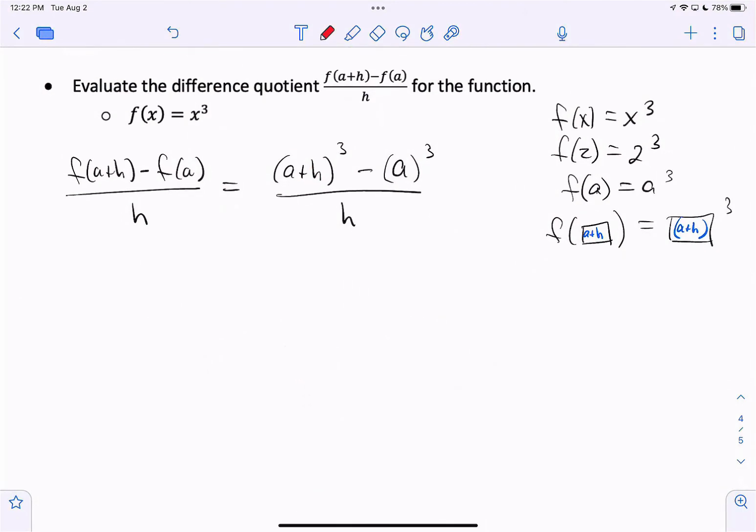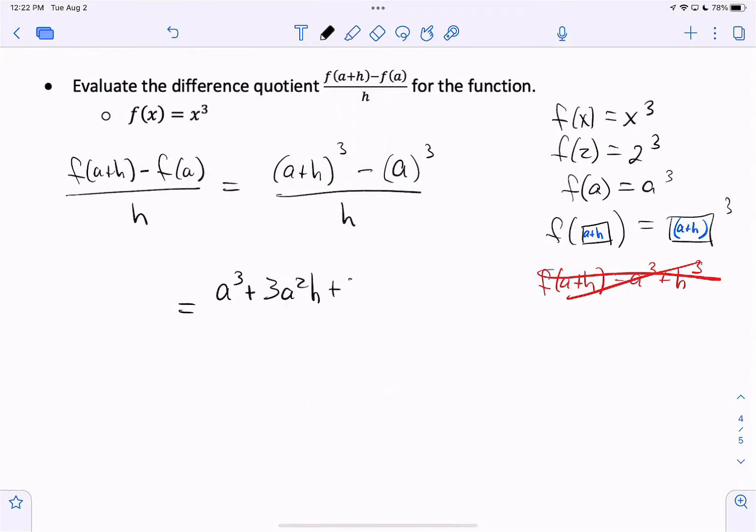I'm going to say something here based on a mistake that I often see. Some people will say that f of a plus h in this case is a cubed plus h cubed, and that's absolutely not true. What we're doing is we're cubing the base. The base is a binomial, and so I'm going to expand that as a binomial. And so I have a cubed plus 3a squared h plus 3ah squared plus h cubed. You may recall that from pre-calculus binomial theorem.